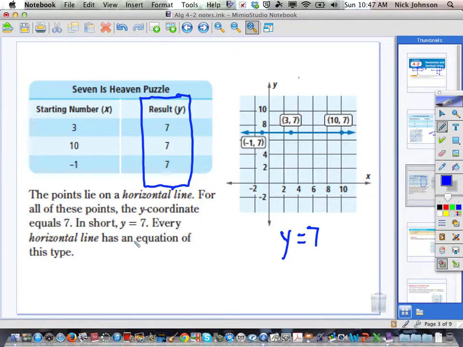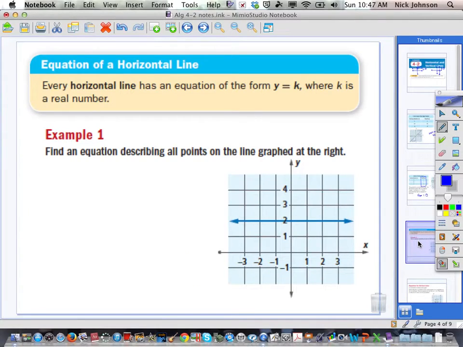Every horizontal line has an equation of this type. In a horizontal line, slope of the line equals 0. That's important to remember also. So equation of a horizontal line. Every horizontal line has an equation of the form y equals k. You need to write that down, where k is a real number. So as soon as you see a horizontal line, you know it's y equals, and then what you have to find out is where's the k at.